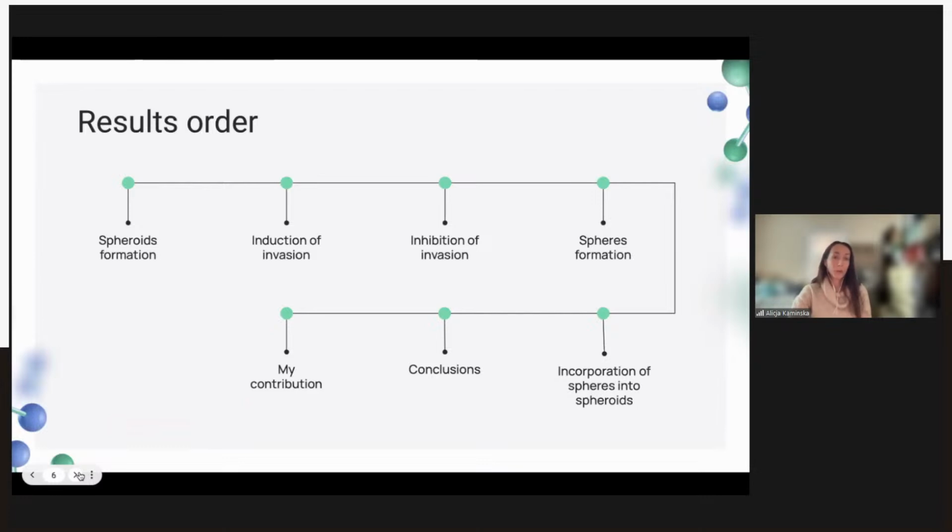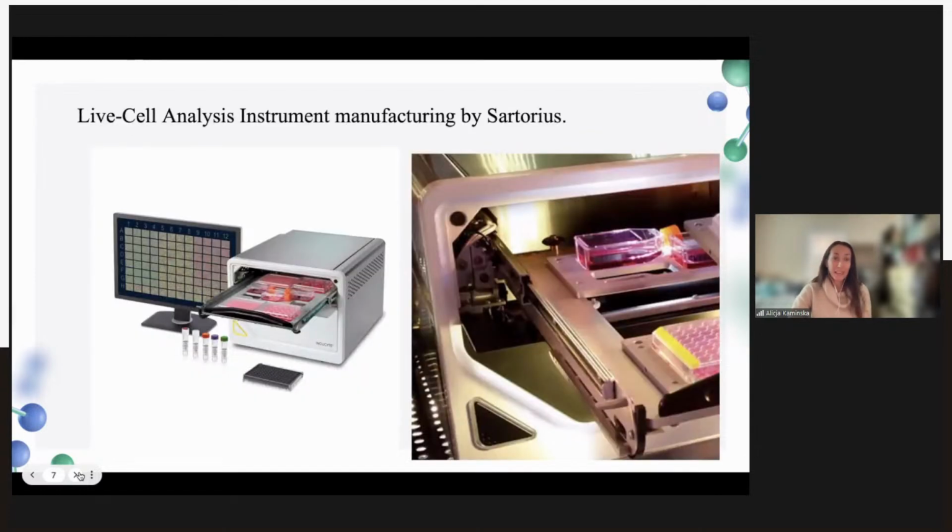So first I will talk about spheroid formation, then I will turn to induction of invasion, inhibition of invasion, sphere formation, and incorporation of spheres into spheroids. Please do not confuse these two words. Spheres are silk-based and spheroids are cell-based. And then I will conclude my work. We used a live cell analysis instrument manufactured by Sartorius for our analysis.